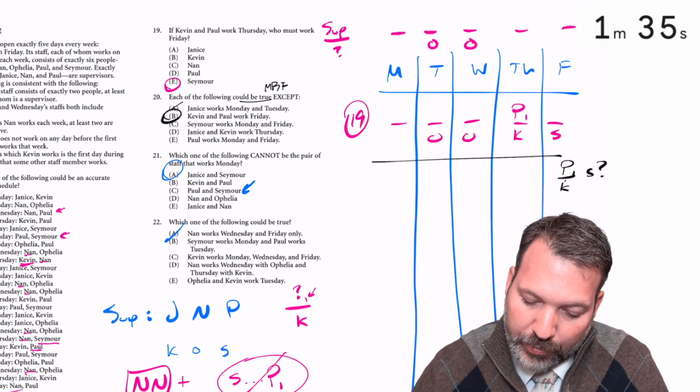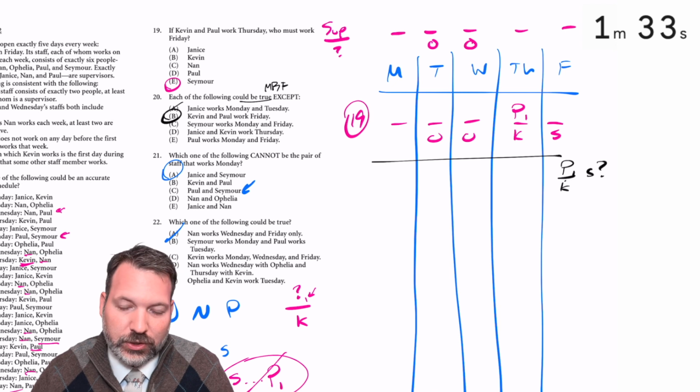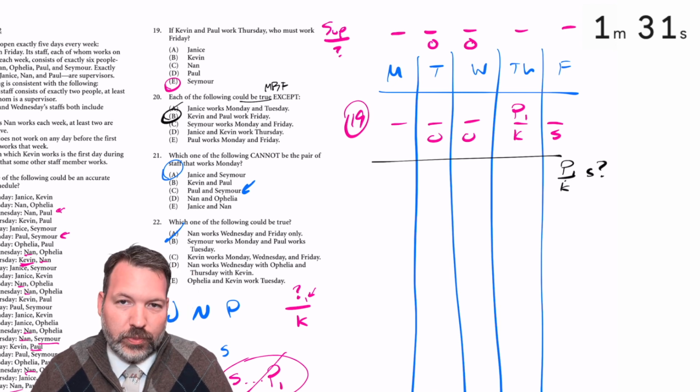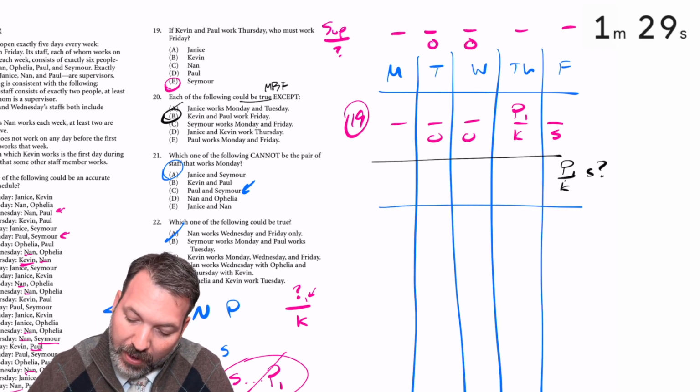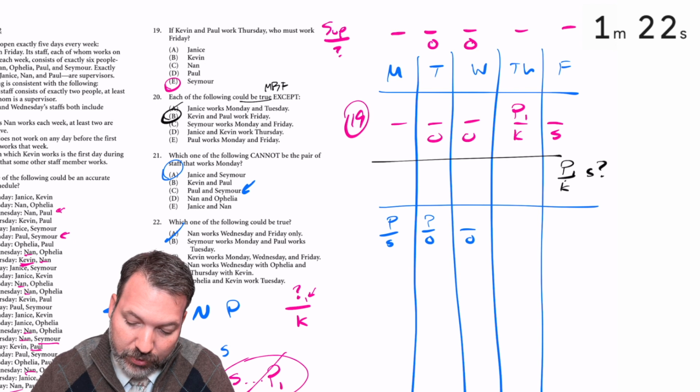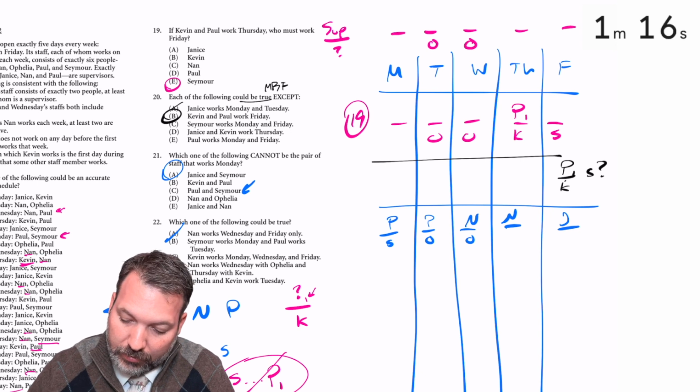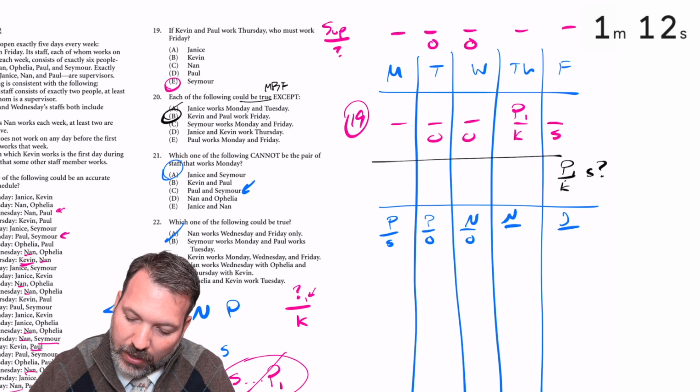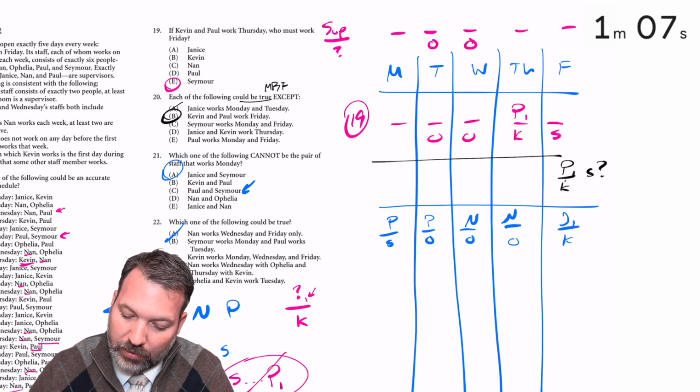Seymour works Monday and Paul works Tuesday? Tricky. It seems like this should not be possible. But remember, you could have Seymour on Monday with Paul with Ophelia on Tuesday, and then some other arrangement, Nan, Janice, I don't know. Oh, wait, that couldn't be K, because K has to be with the person's first day, but you could easily see something like that. So actually, no, that seems fine.